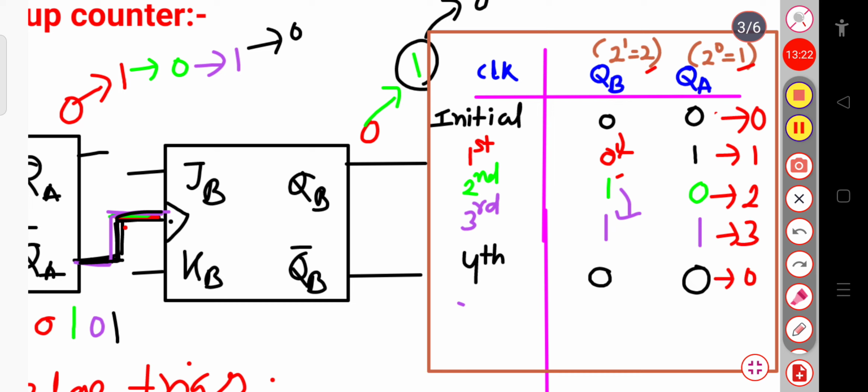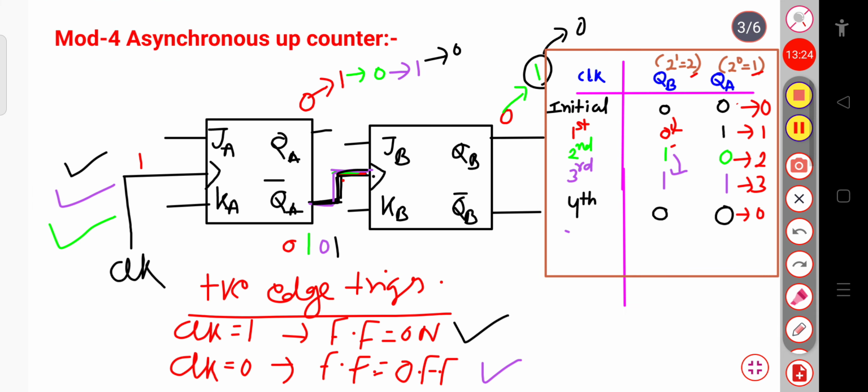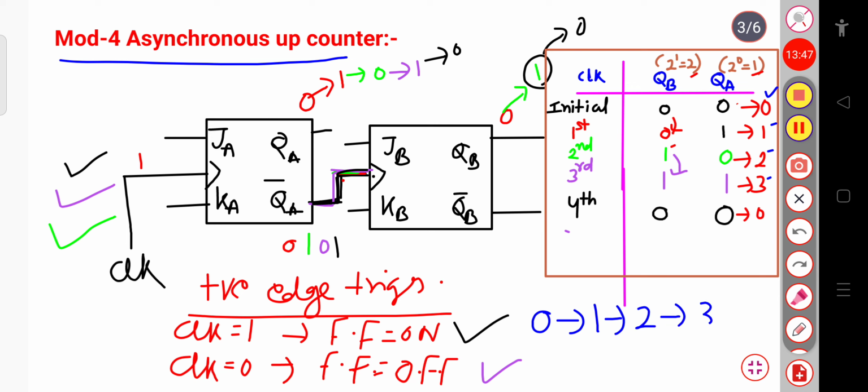It means that from this whole figure and this table, you can see the values 0, 1, 2, 3, and again the values repeat as 0, 1, 2, 3 and so on. This implies that this asynchronous up counter will start from 0, then count 1, then 2, then 3. So in this way, the mod asynchronous up counter will work. 0, 1, 2, then 3. That's why this is called an up counter.